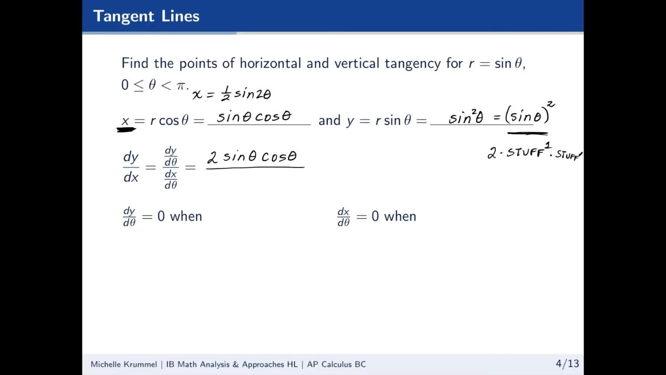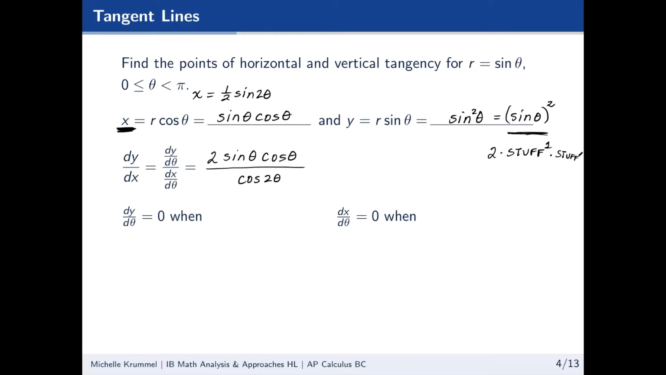Then the derivative here would be 1/2 is a constant multiple, so I'll hold that in my mind. The derivative of sine of stuff is cosine of stuff times the derivative of the stuff, so times 2, but then times the 1/2 constant multiple, and the 1/2 times 2 is just 1.